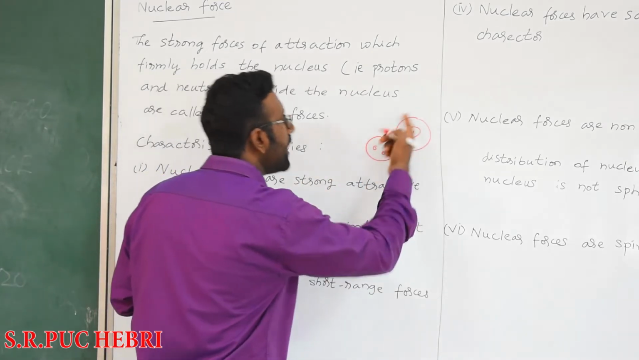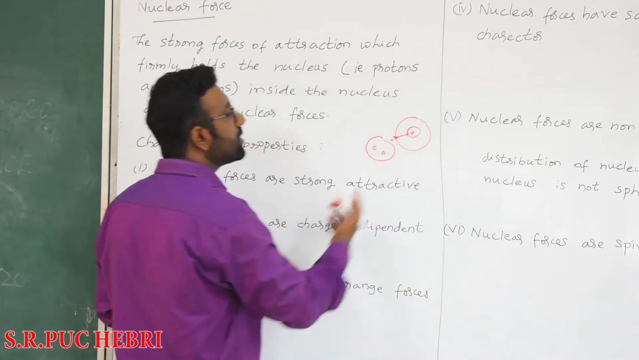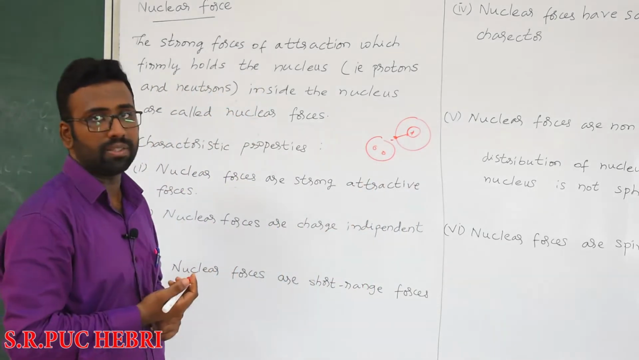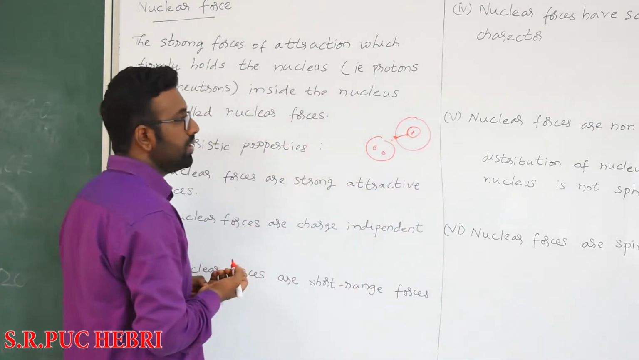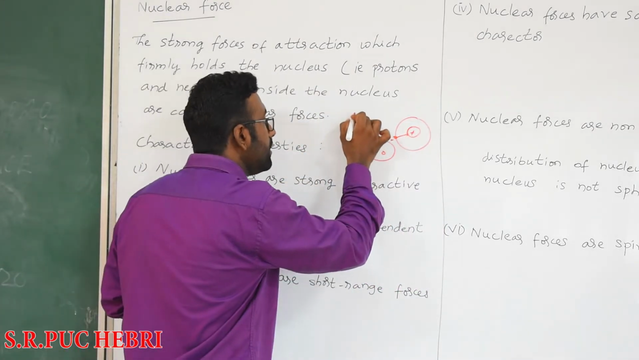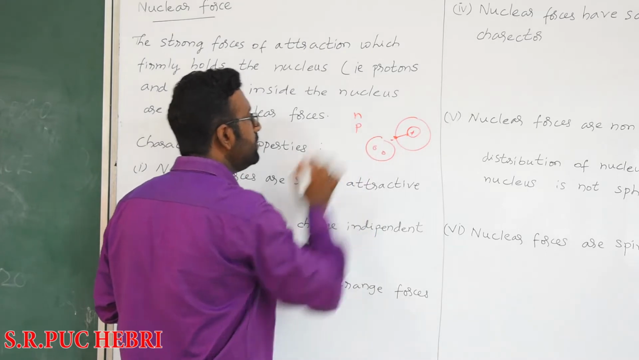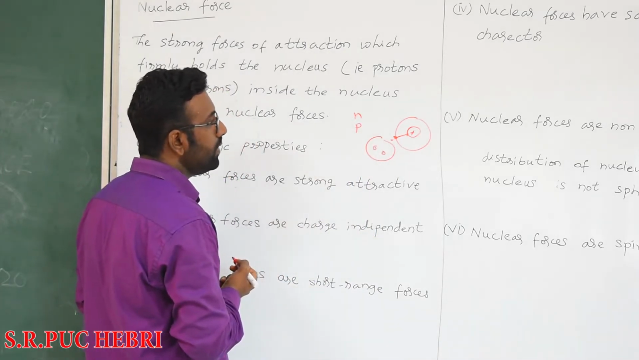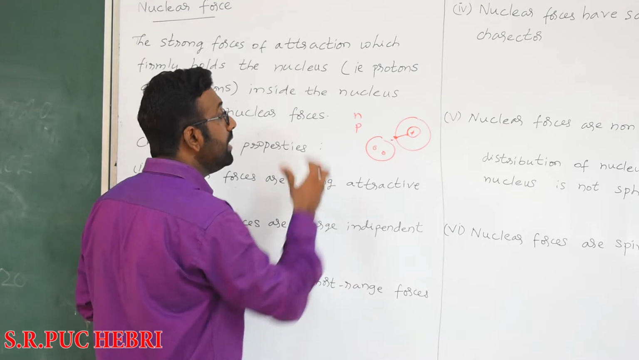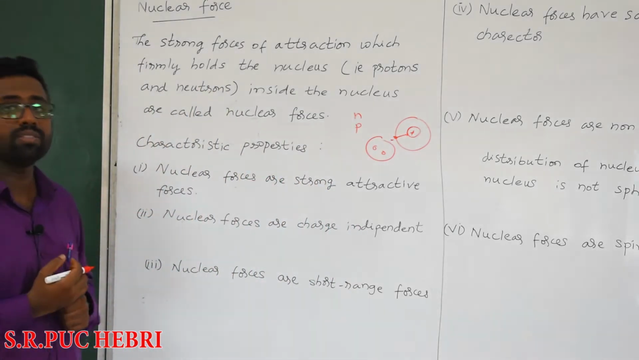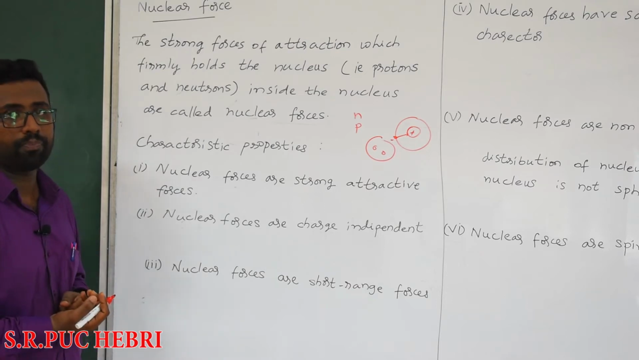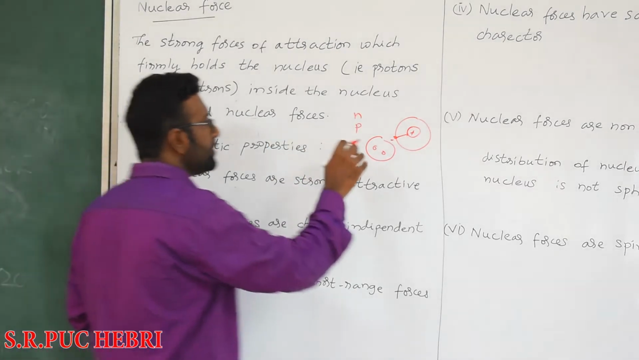That's the reason why the electron is able to revolve in a circular or elliptical path. Now, the force inside this nucleus which holds the neutrons and protons together, the force which holds the nucleons together tightly inside the nucleus, is known as nuclear force. It is a very short range force.